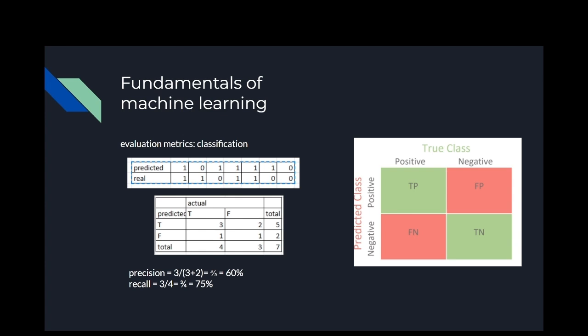75% is a good number. So in terms of recall, our model is doing well. So we can conclude that this model is performing well, so we can rely on it.